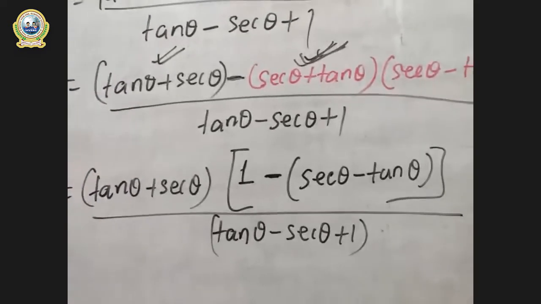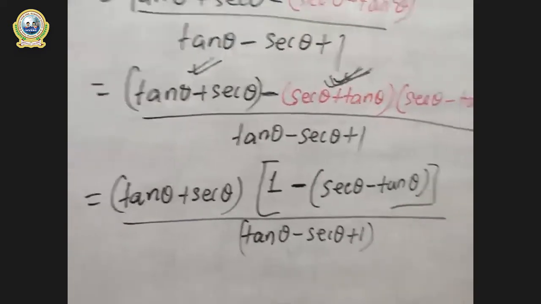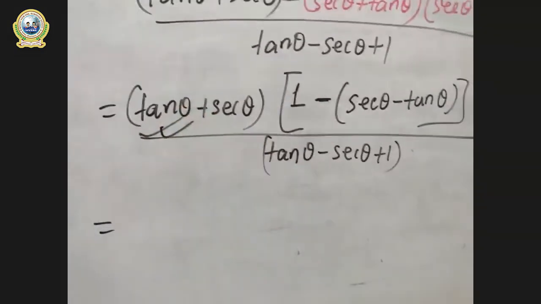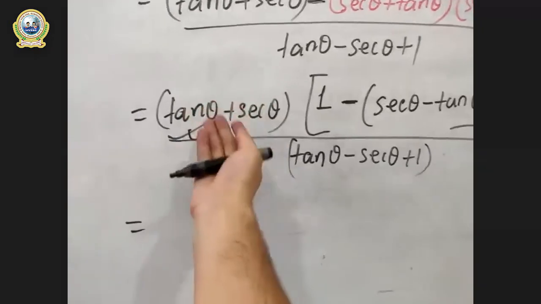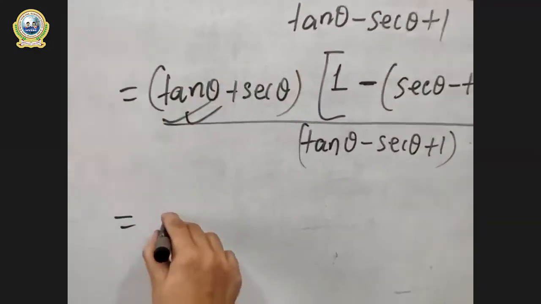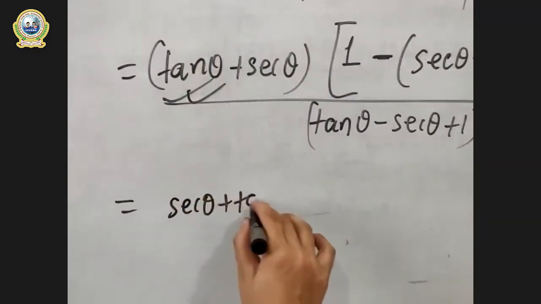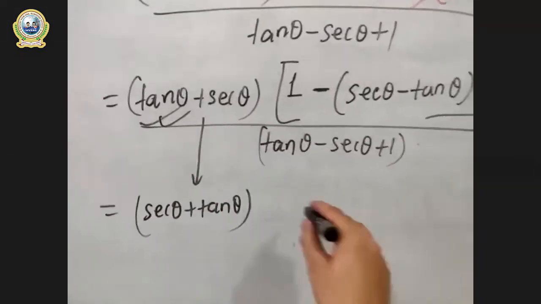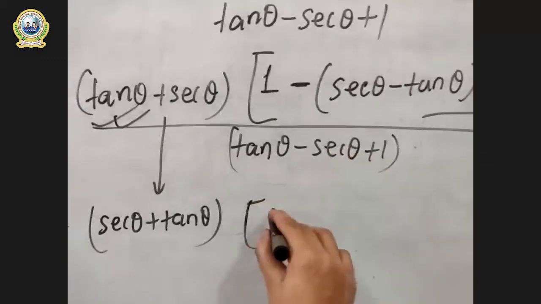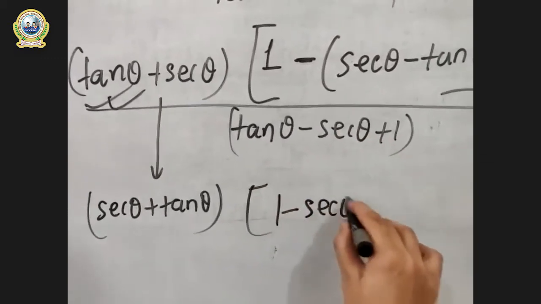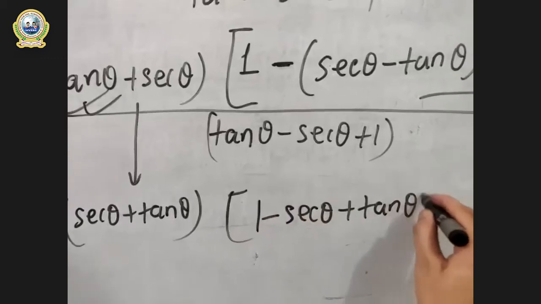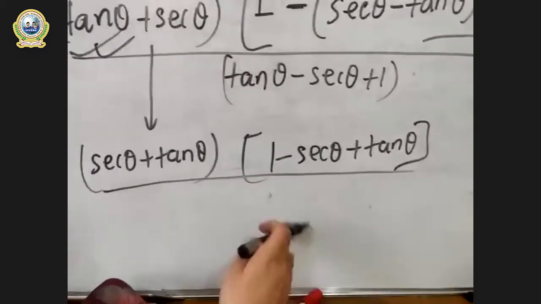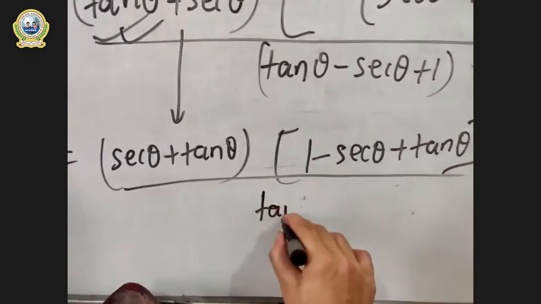Let me clean the board. You are getting this, right? So now copy this one. You can write sec plus tan as well, because in positive sign you can exchange the terms. So it will be sec theta plus tan theta. Is this clear? For this one, just open the bracket. Now it will be 1 minus sec theta plus tan theta, right? Because I have opened the minus sign. Is this clear?